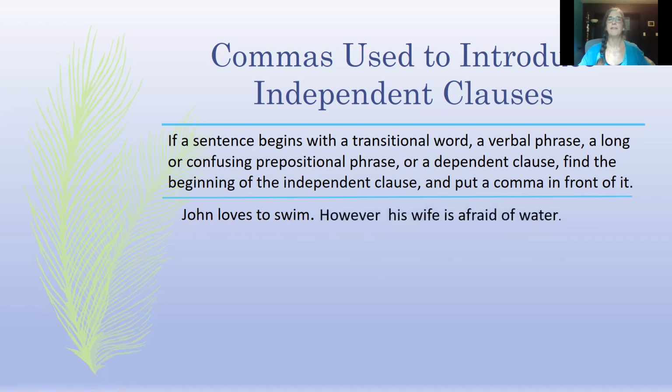But now, what if our sentence begins with a transitional word, like however? These are also known as conjunctive adverbs. And you might remember those, Joey, from our workshop on connecting or avoiding comma splices and fused sentences. And there's our transitional word. And guess what we need? A little comma. However, comma, his wife is afraid of water.